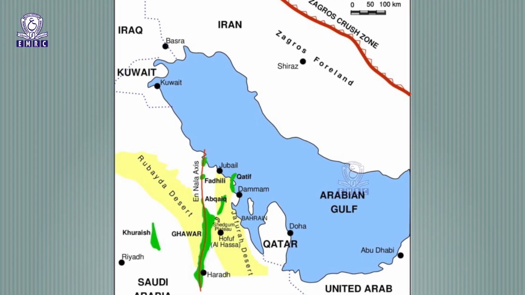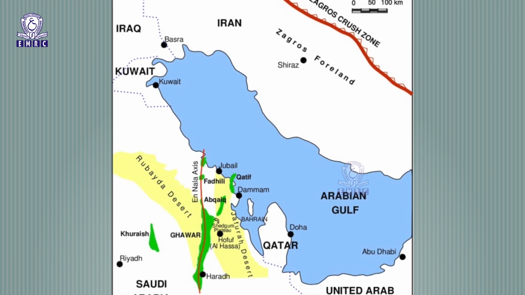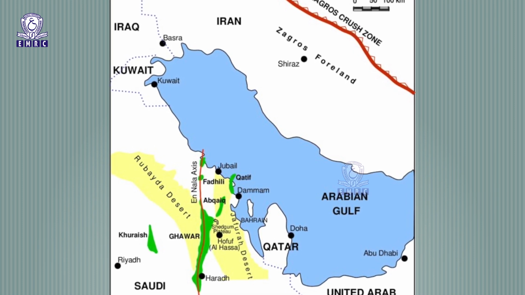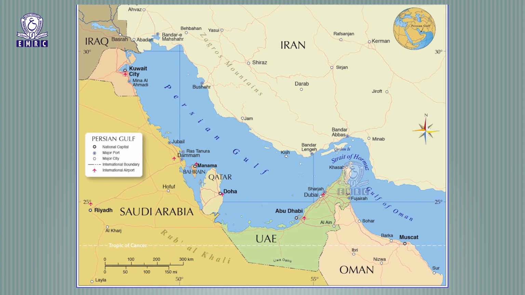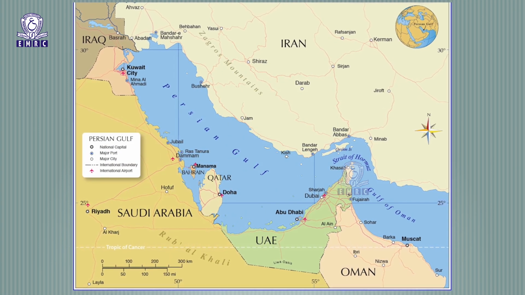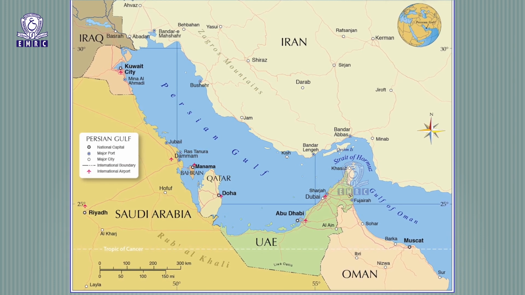The discovery that transformed Saudi Arabia into a leading oil country was the Al-Ghawar oil field. Another important discovery was the Safaniya offshore field in the Persian Gulf. It is the third largest oil field in the world and the largest offshore.